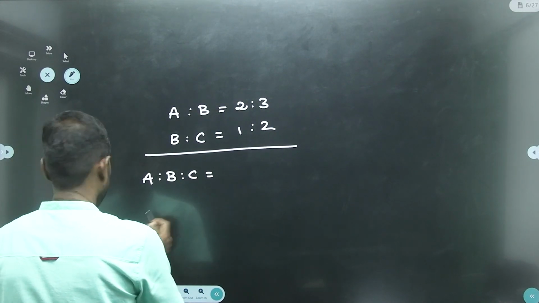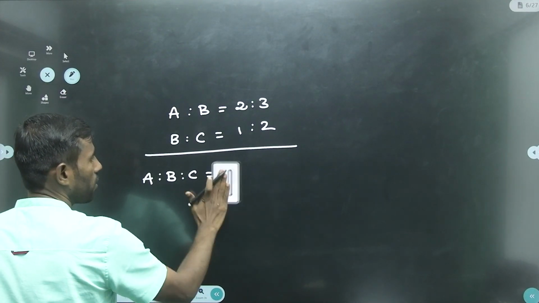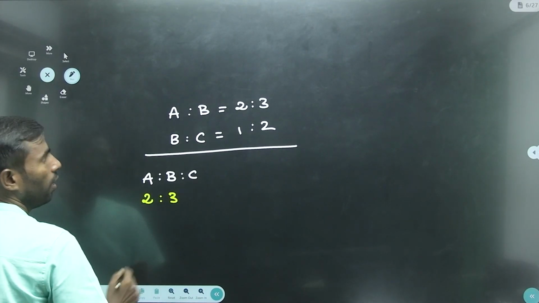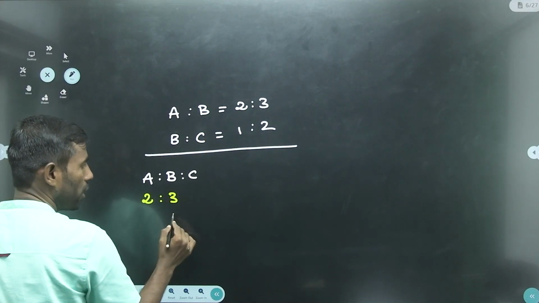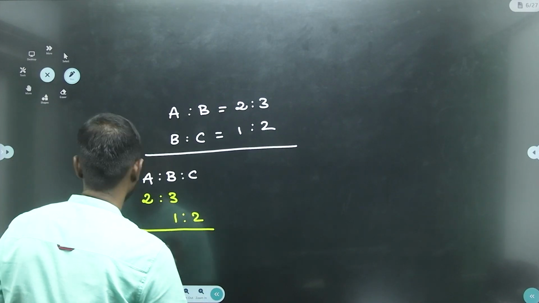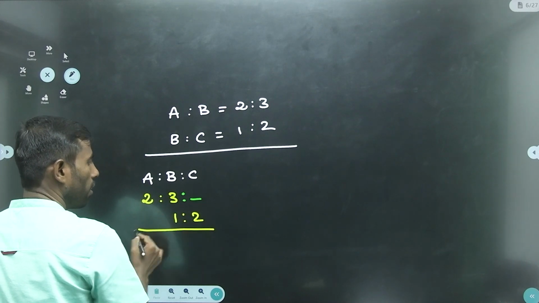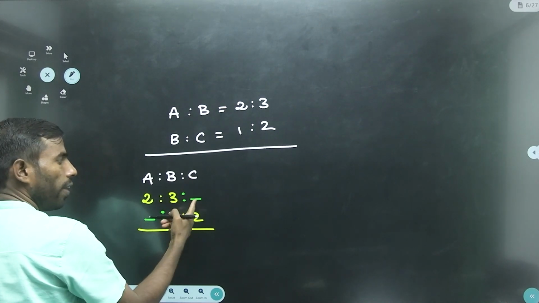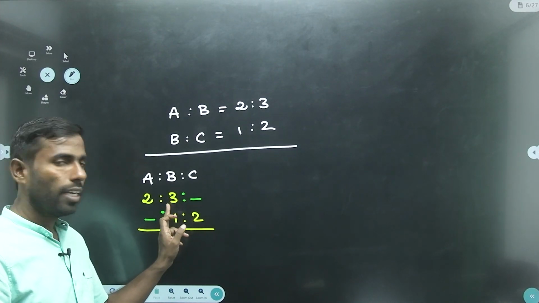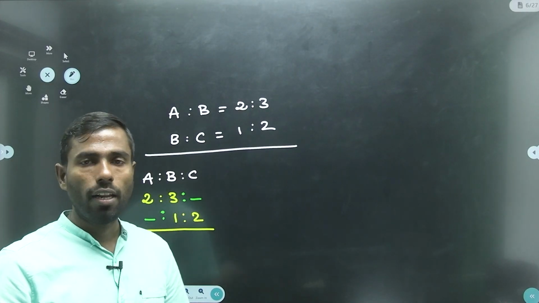One method is: first write A is to B is to C. A is to B is 2:3, and B is to C is 1:2. Now there is a vacancy under C and a vacancy under A. Fill out the vacancies with the rightmost digit on the right side and the leftmost digit on the left side.